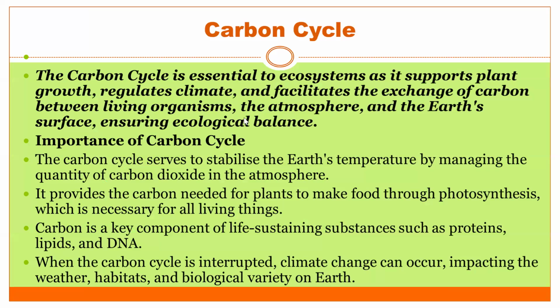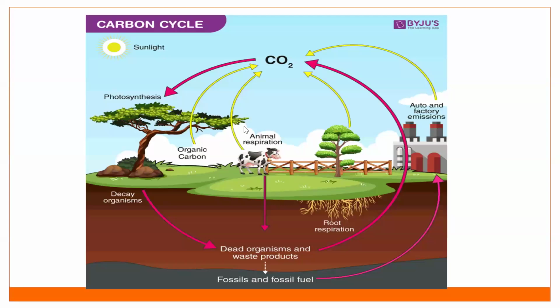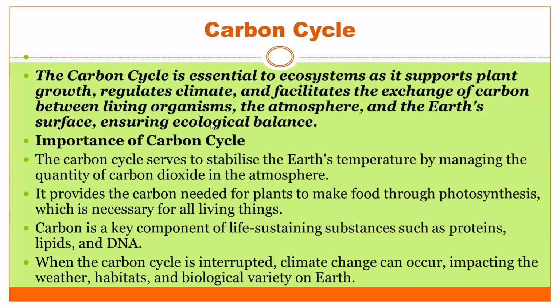Carbon cycle, as I mentioned in the previous slide, is essential to the ecosystem as it supports plant growth, regulates climate, and facilitates the exchange of carbon between living organisms, the atmosphere, and the Earth's surface, ensuring ecological balance. So that is why ecological balance is here, because this is how it is balanced. So the carbon cycle, we should not disturb.